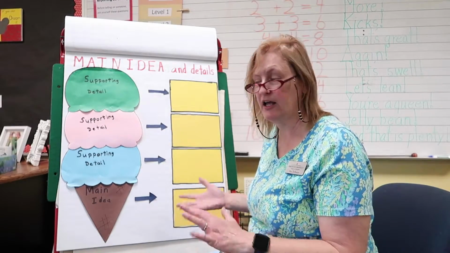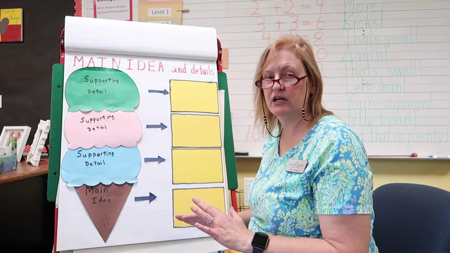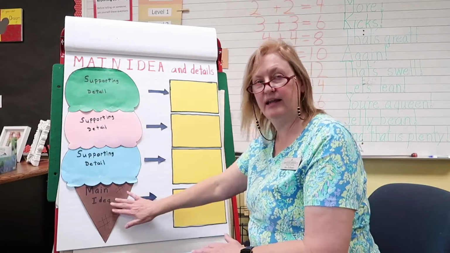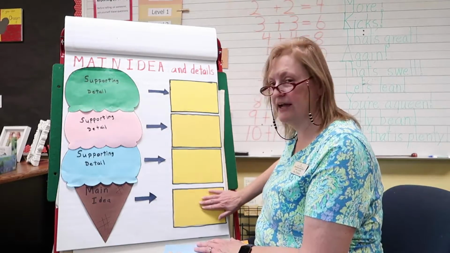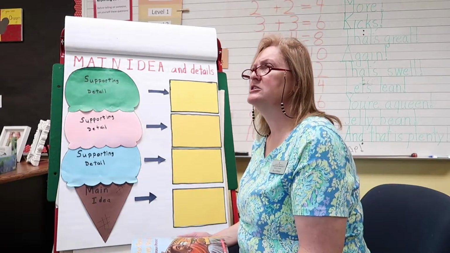I mean, he didn't want to talk. All he did was drum. Whenever someone wanted to talk to him, he answered with some sort of drumming or tapping. So the main idea of this story would be Max liked to drum. So that would be our main idea. Now, what are some supporting details?